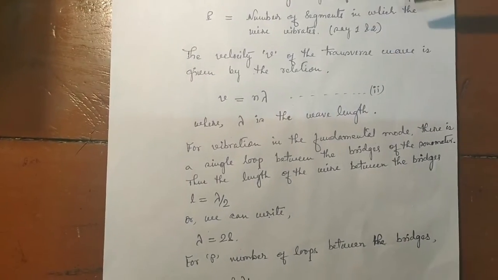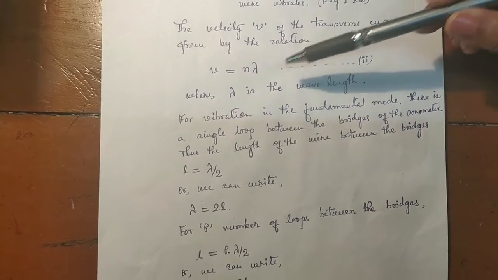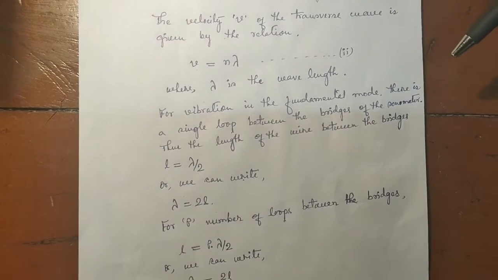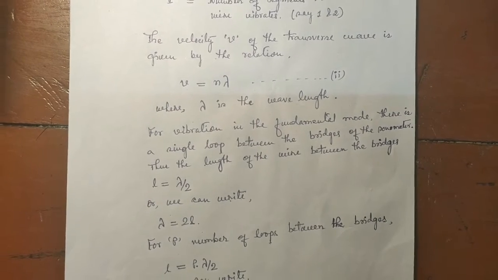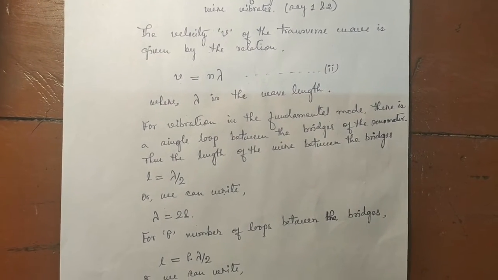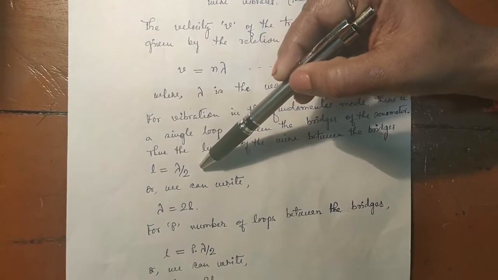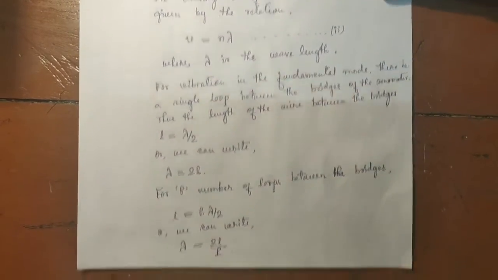Now, the velocity v of the transverse wave is given by the relation v equals n lambda, where lambda is the wavelength, and for vibration in the fundamental mode, there is a single loop between the bridges of the sonometer wire. Thus, for the length of the sonometer wire between the bridges, we get L equals lambda upon 2, or we can write lambda equals 2L.